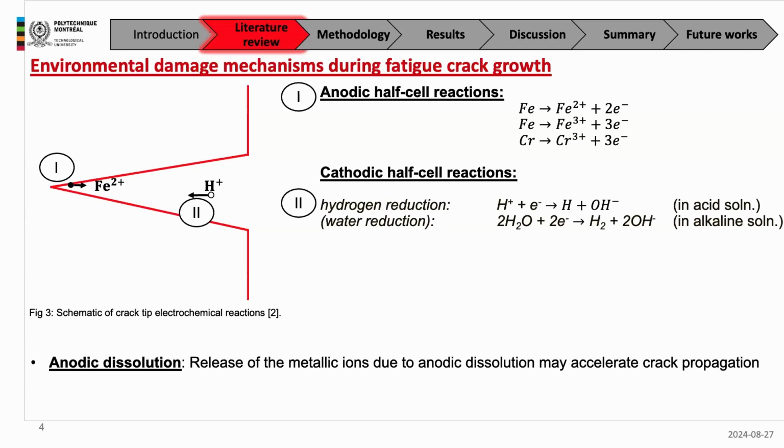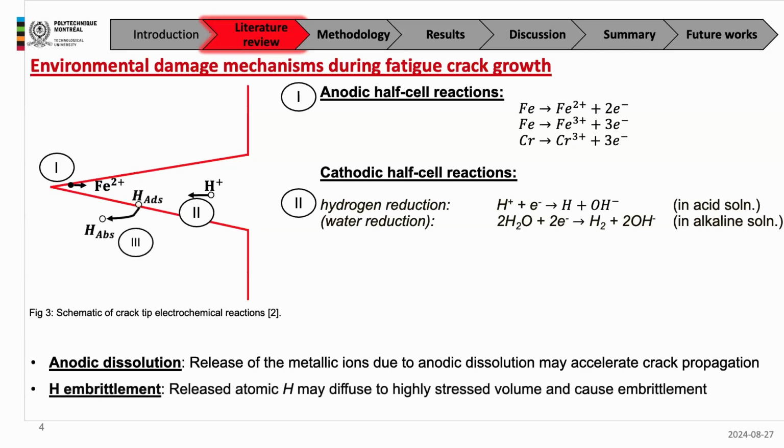When this reaction takes place, there is the possibility of the absorption of hydrogen into the walls of the crack and diffusion towards the plastic zone behind the crack, causing hydrogen embrittlement. Hydrogen embrittlement is one of the most important damage mechanisms in corrosion fatigue.